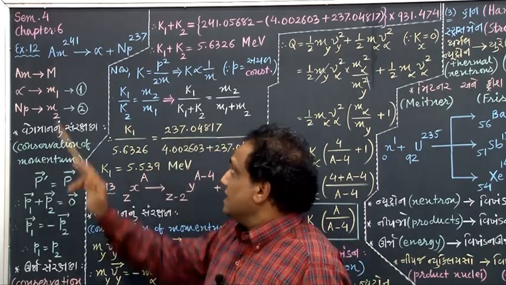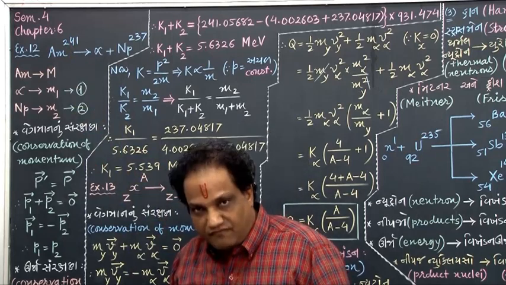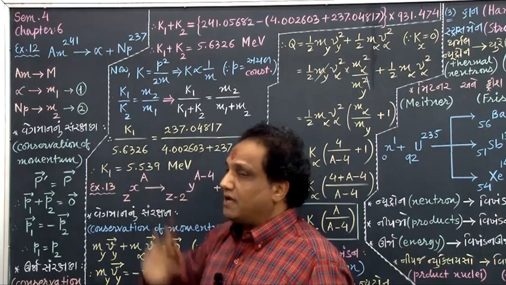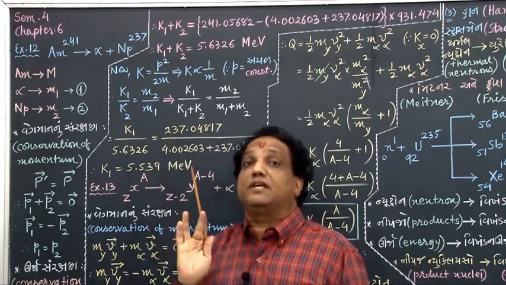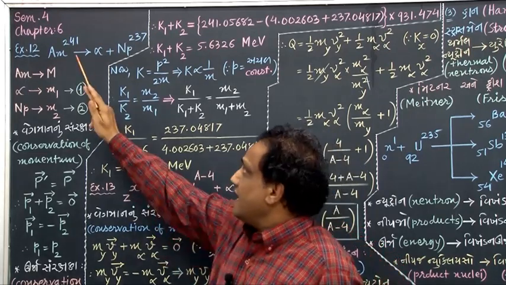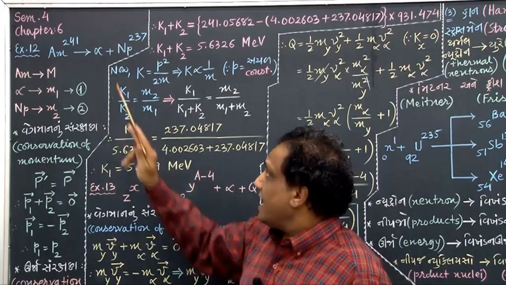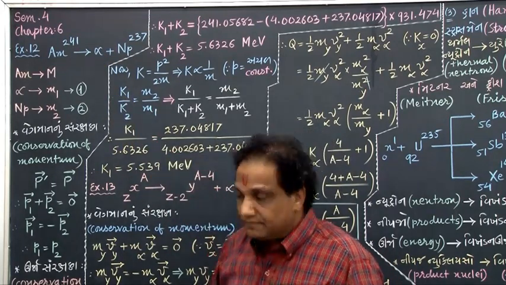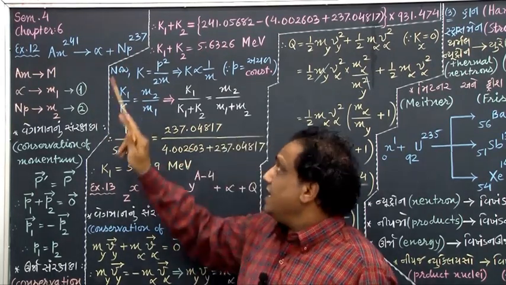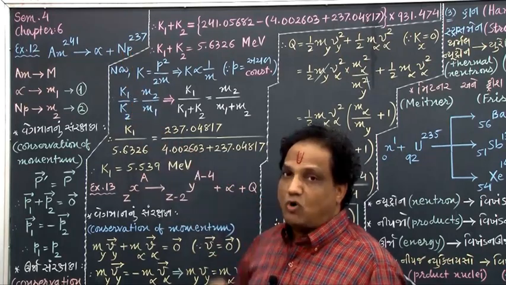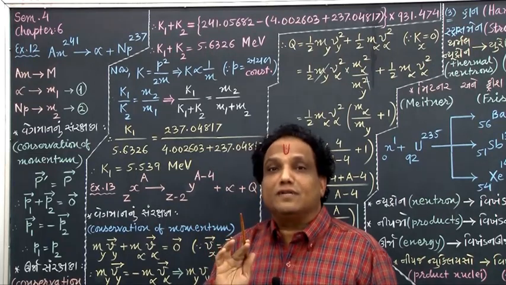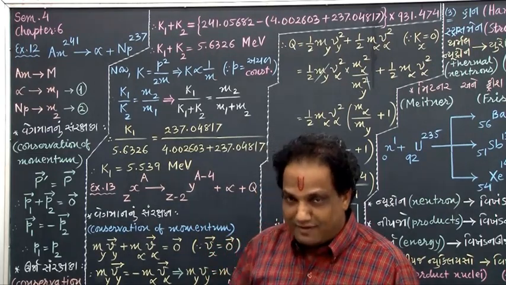Correct? Fine. So this is an element americium which is naturally radioactive because it has atomic mass number, you can see it is greater than 206. So it is naturally radioactive, and it disintegrates and emits one alpha particle, and it gets transformed into daughter nucleus which is neptunium, capital N small p. It is neptunium, not Manchurian. What is it? Neptunium. Okay, fine.